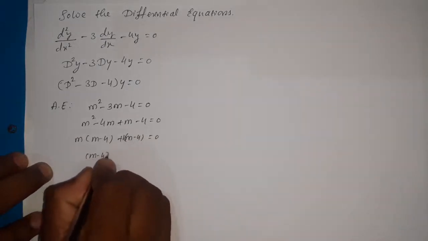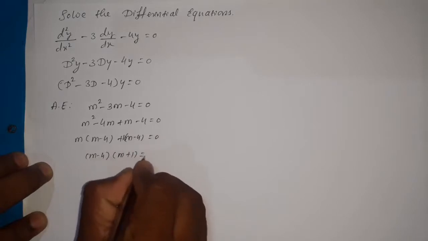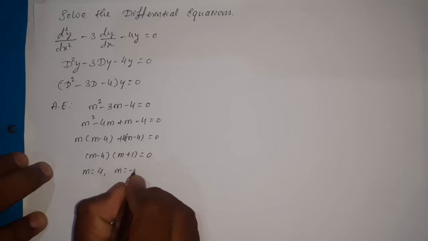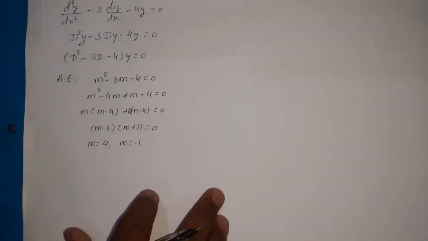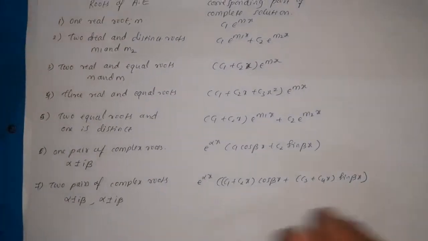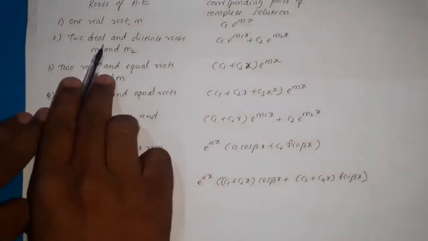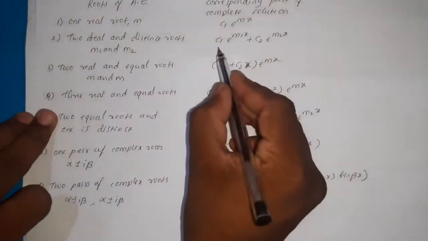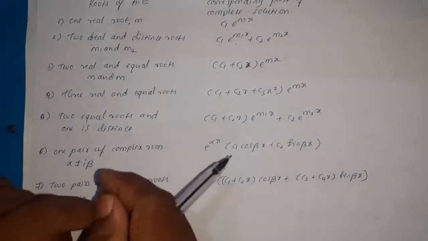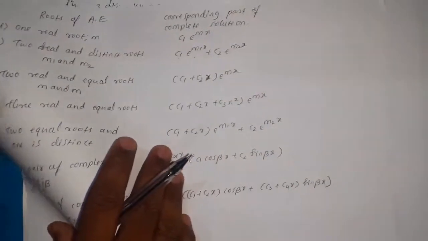So therefore it is m minus 4 and m plus 1 equal to 0. Here m equal to 4 and m equal to minus 1. So these two are real numbers and they are distinct. So now look at the list of the complementary function. So here we have two real and distinct roots. Then the complementary function is c1 e power m1x plus c2 e power m2x, where m1 equal to 4 and m2 equal to minus 1.